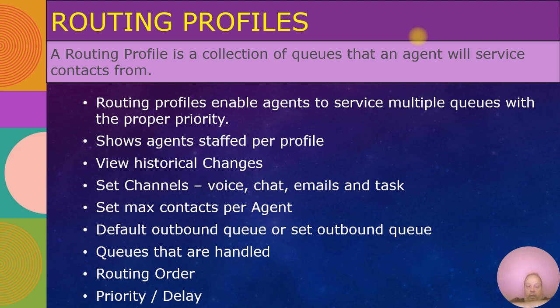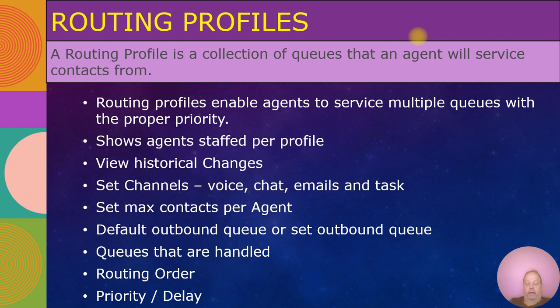And we could see the number of agent staff per profile. We could also view historical changes as usual. We could set channels: voice, chat, emails, and tasks. We could set the maximum contacts per agent. We could default to outbound queue or set the outbound queue. It defines the queues that are handled. Like I said, if it's a technical support agent and their routing profile is technical, then they'd be listening on the technical queue. Okay, we could define the routing order, the priority, and the delay.